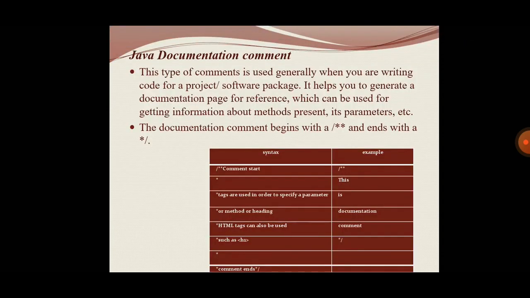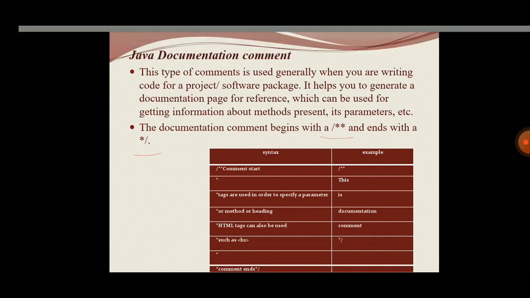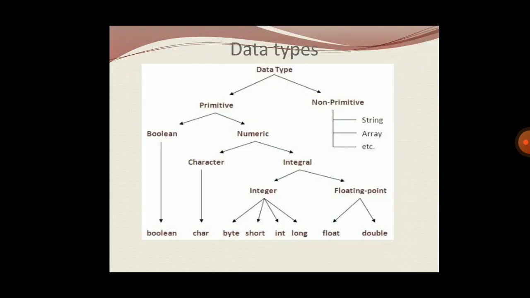Next is the documentation comment. So this type of comment is generally used when you are writing code for projects and software packages. It starts with slash double star and ends with star slash. So it is the documentation comment. Next, let us see about the data types.